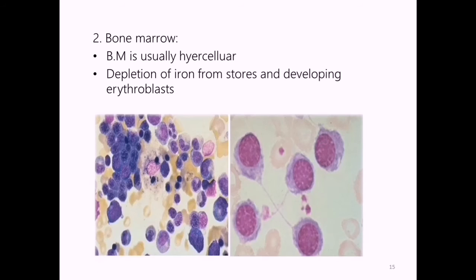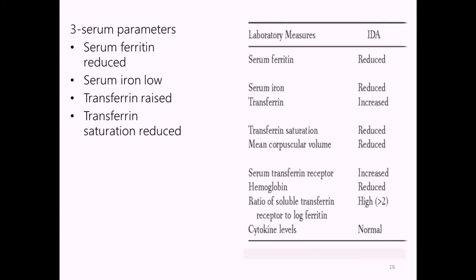The important point in the bone marrow is the depletion of iron from the stores, and this is a differentiation point between iron deficiency anemia and thalassemia. In iron deficiency anemia, there is a depletion of iron from the stores, and we can know that by using Perls' Prussian blue stain, while in thalassemia there is no depletion of iron from the stores.